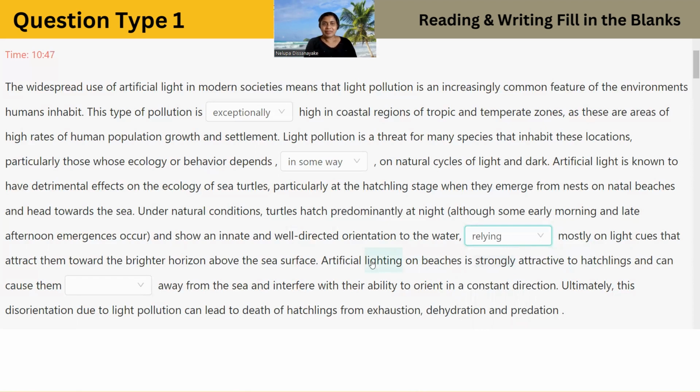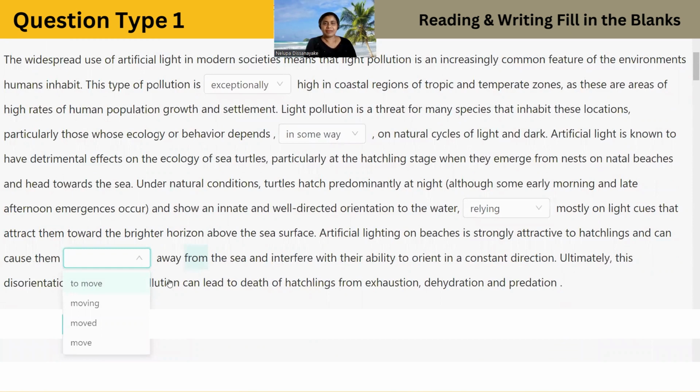All right, now let's go to the next line straight away. Artificial lighting on beaches is strongly attractive to hatchlings and can cause them blank away from the sea and interfere with their ability to orient in a constant direction. Let's see what the answers are here. Cause them to move away from the sea. What happens here?